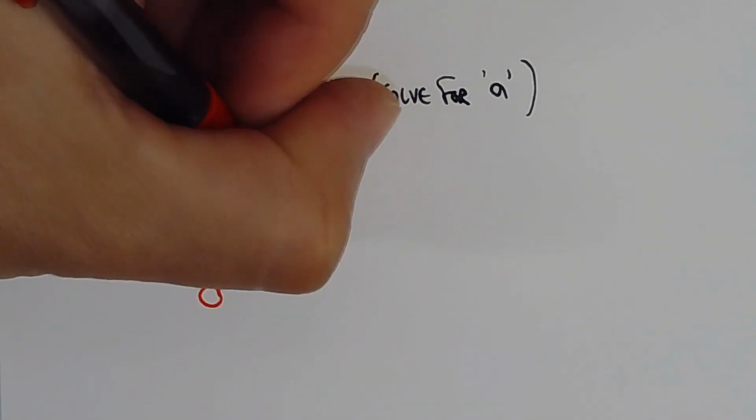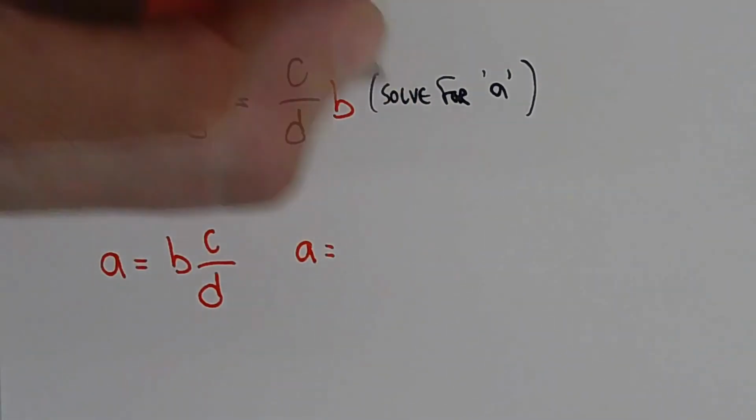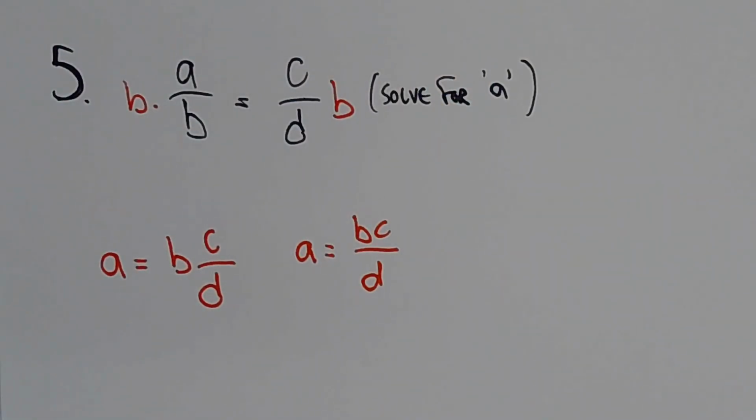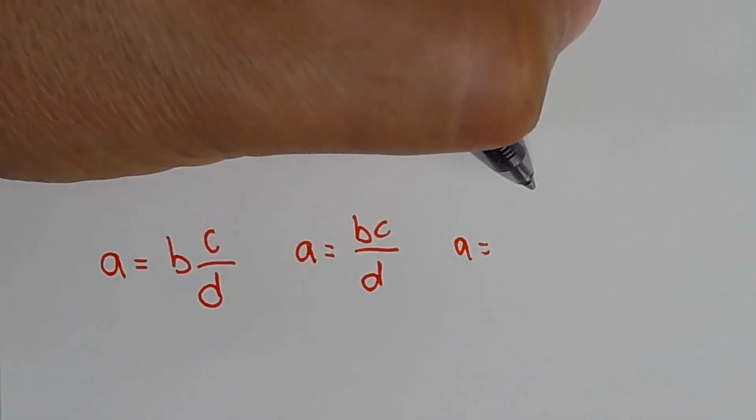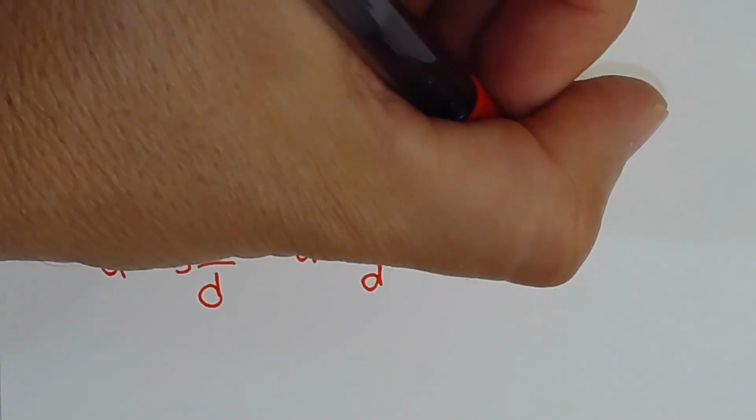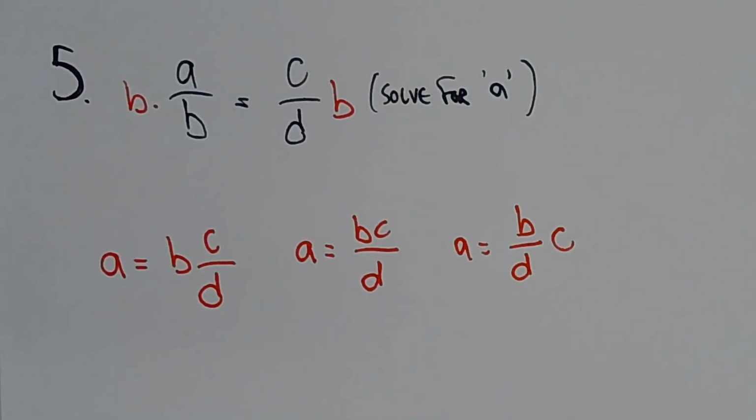We might have b times c over d. We might have b over d times c. What do we end up with? Which of these is incorrect? And the answer is none of them.